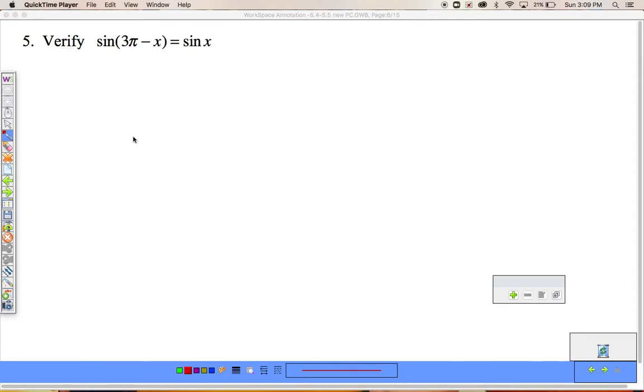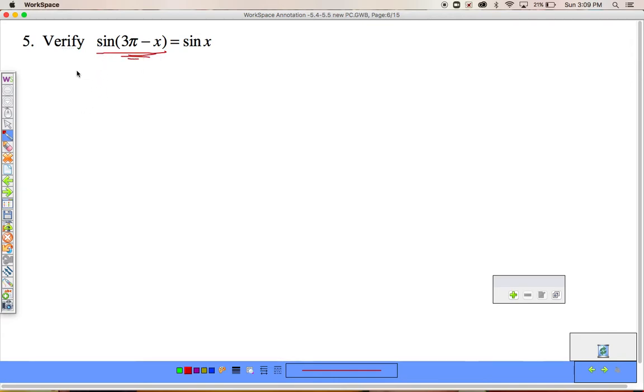All right, here's the last couple problems we have for this lesson. So I want you to verify, doing our trig identities, our verifying trig identities. We want to prove that the sine of 3 pi minus x is the same as the sine of x. All right, so it relates to this section because this is a difference formula for the sine.